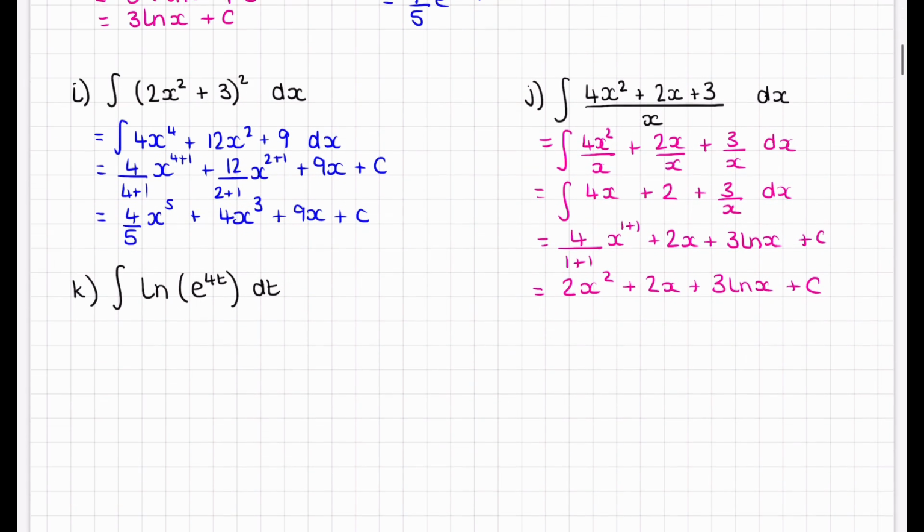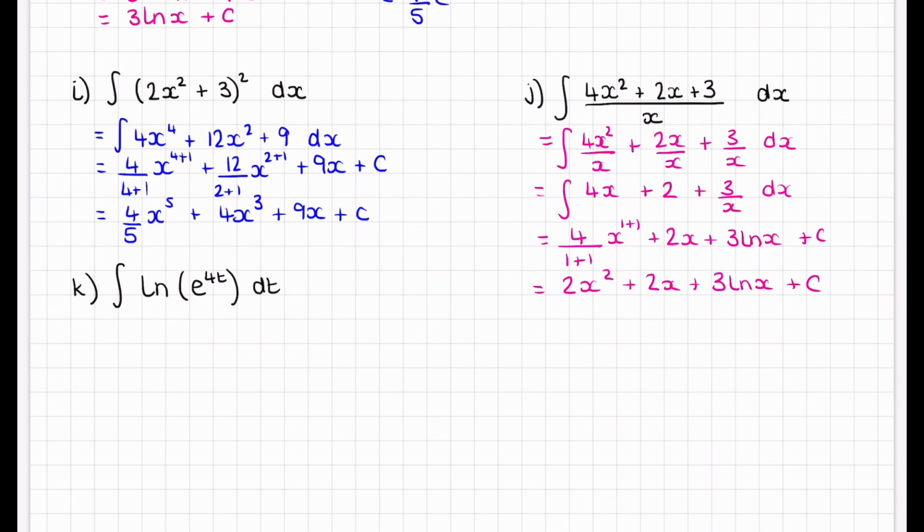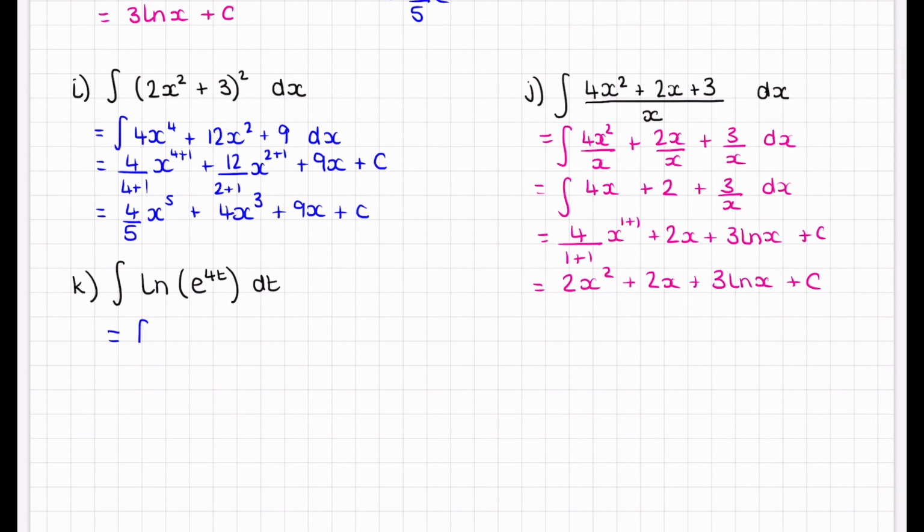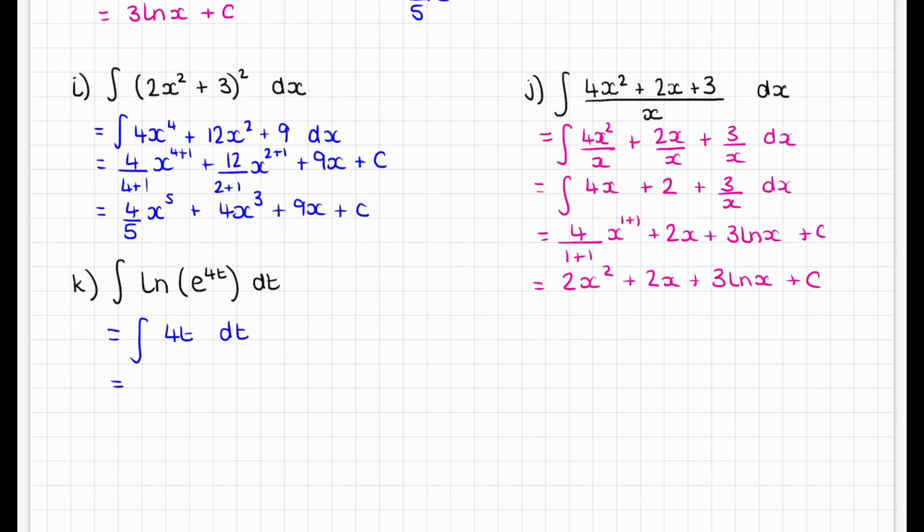And then k, the integral of ln of e to the 4t dt. With this one, the first thing we need to remember is that the ln and the e cancel out, so this will actually just end up being the integral of 4t dt. And then we do the integral of that, which would be 4 on 2 t squared plus c, which simplifies down to 2t squared plus c. And that is the basics with integration.